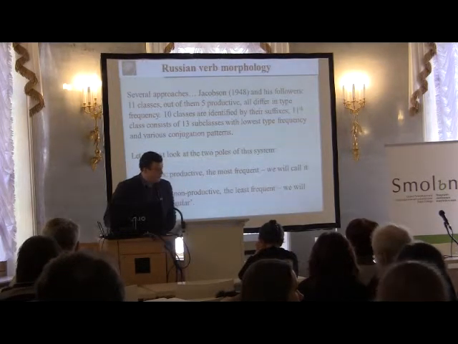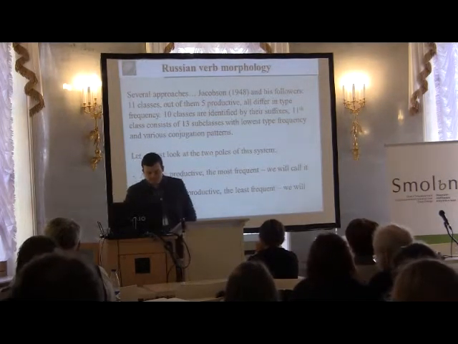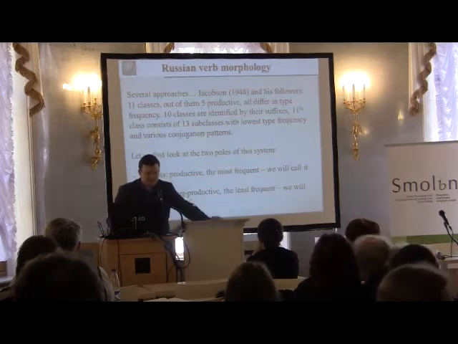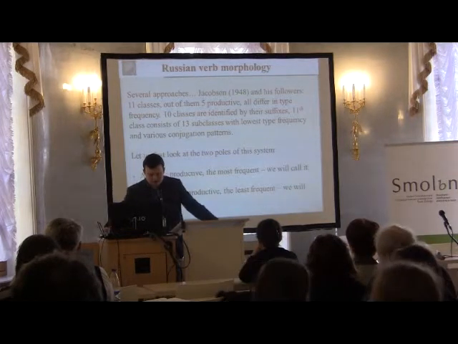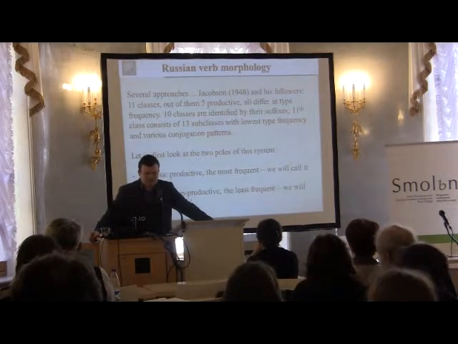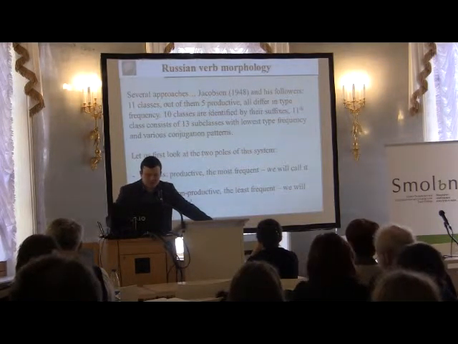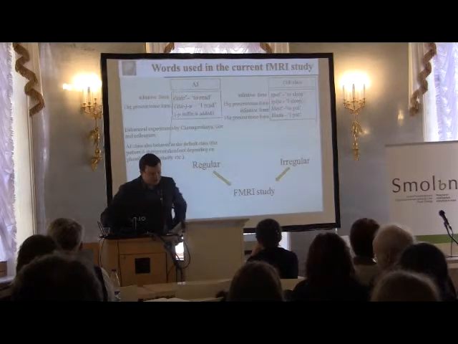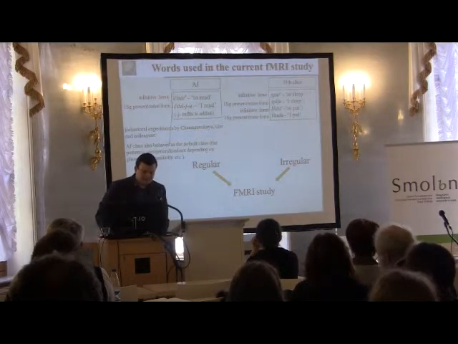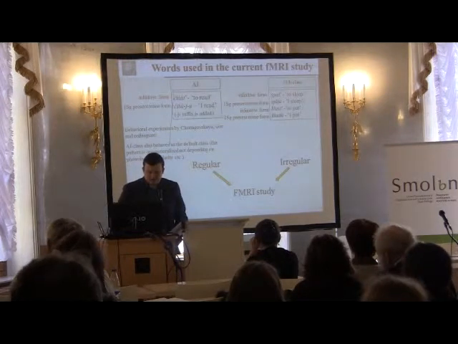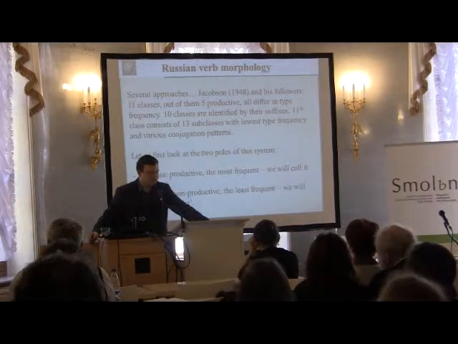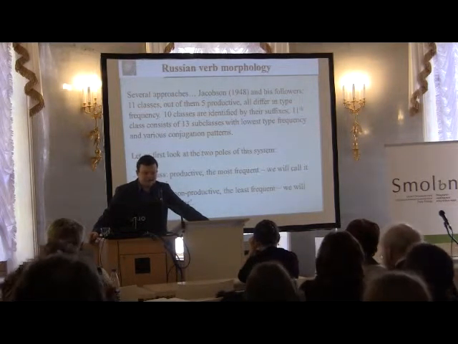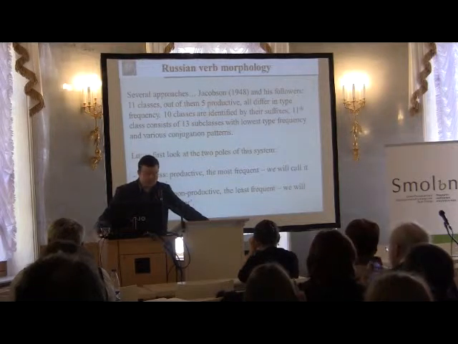So that is the very brief description of Russian verb morphology. Just for purposes of the present study, we took the classification of Jakobson, and we selected two poles of this verb system. One was the so-called I class, and the other was another class. This I class is the most frequent and productive, and the other class is the least frequent and non-productive.